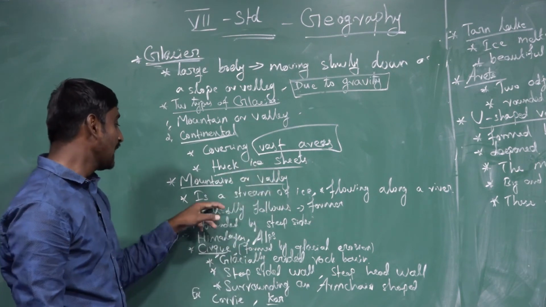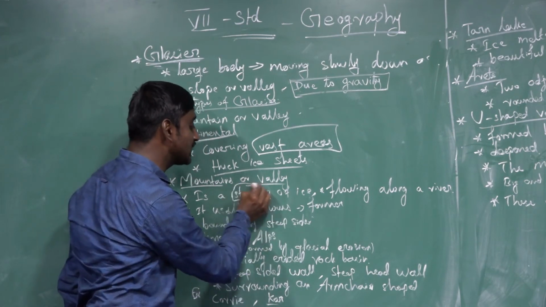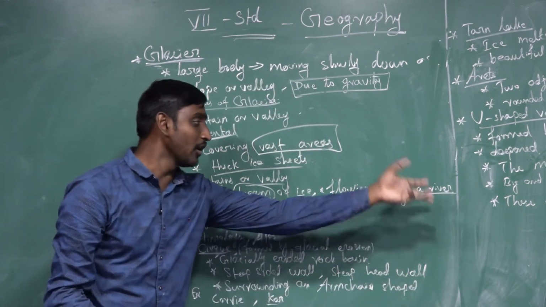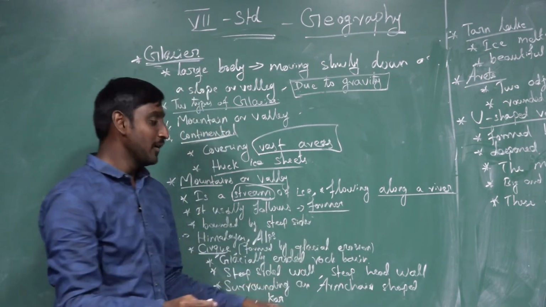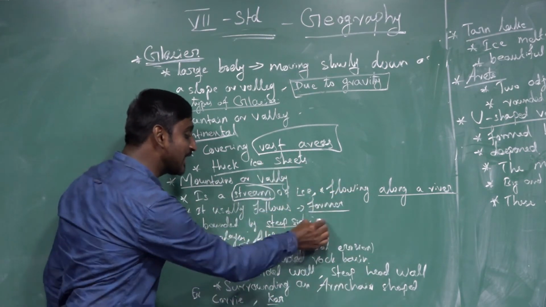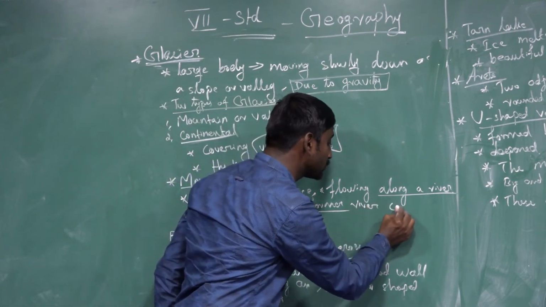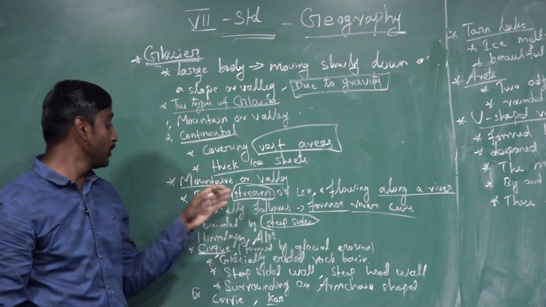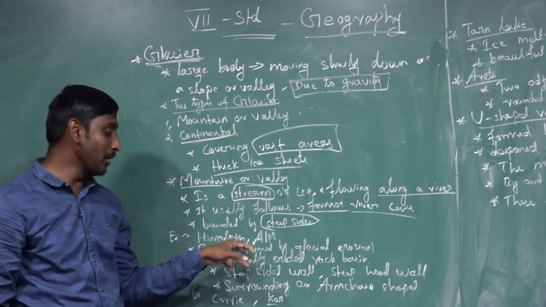Next, the mountain or valley glaciers. A mountain glacier is a stream of ice flowing along a river. The glacier usually follows the former river course and is bounded by steep sides. Examples of mountain or valley glaciers are the Himalaya and the Alps.